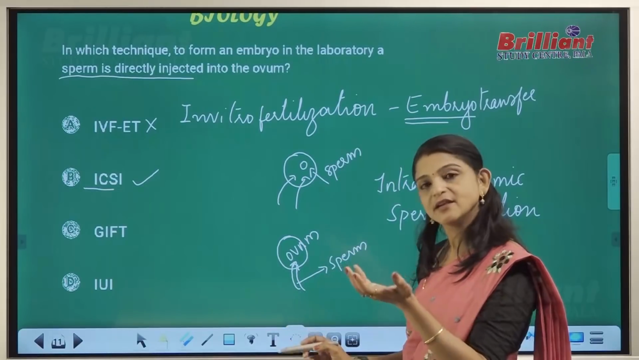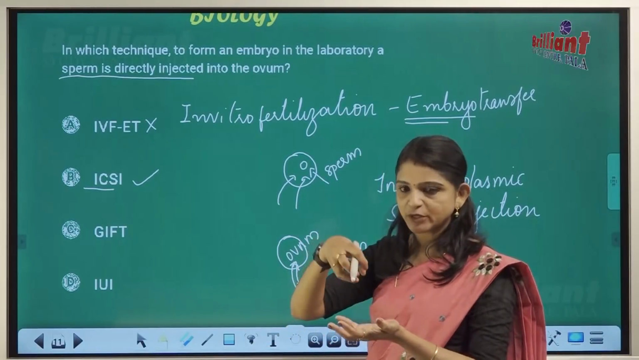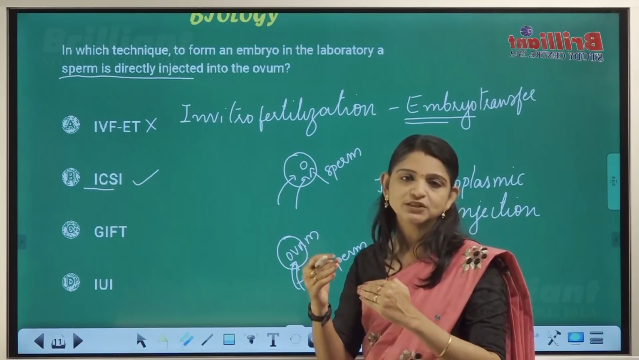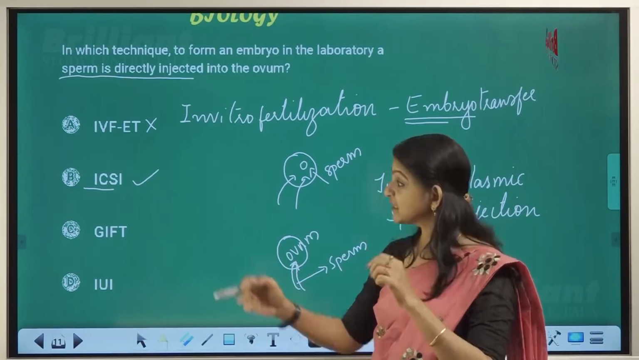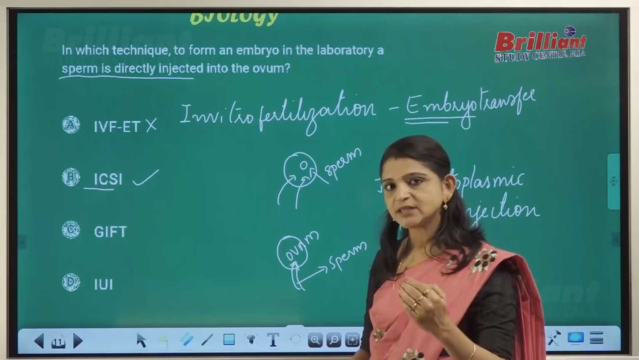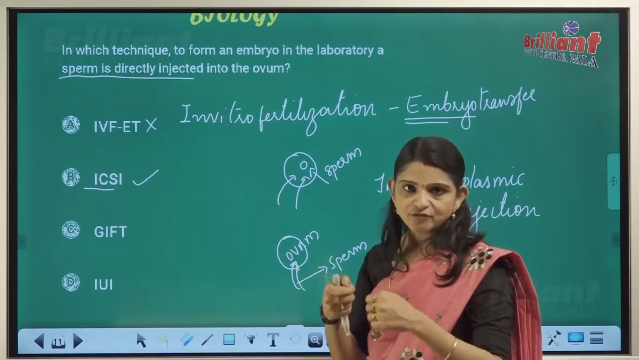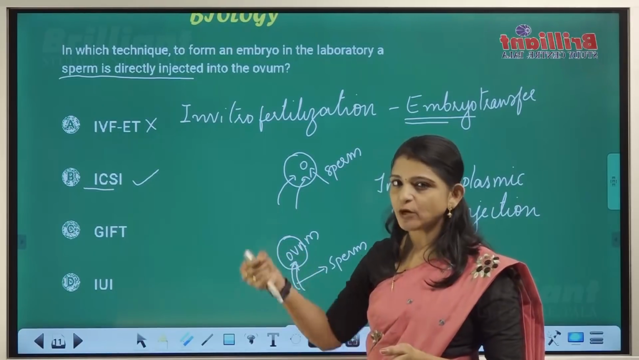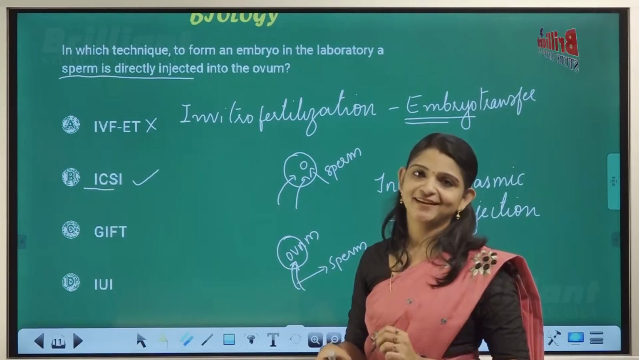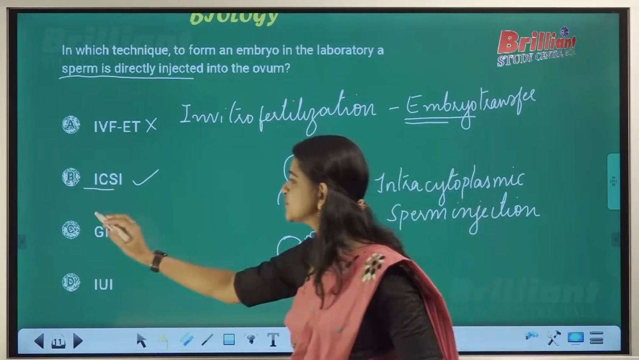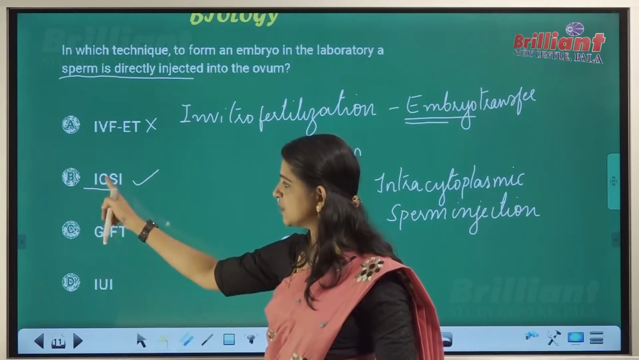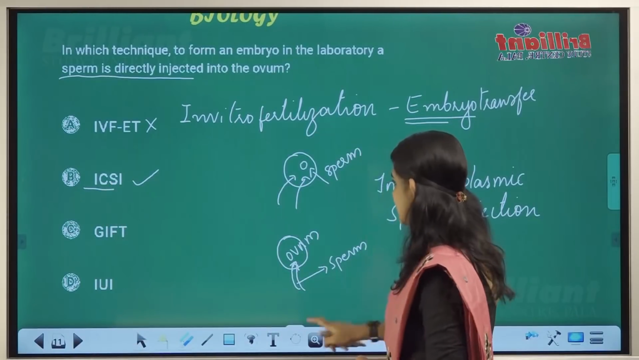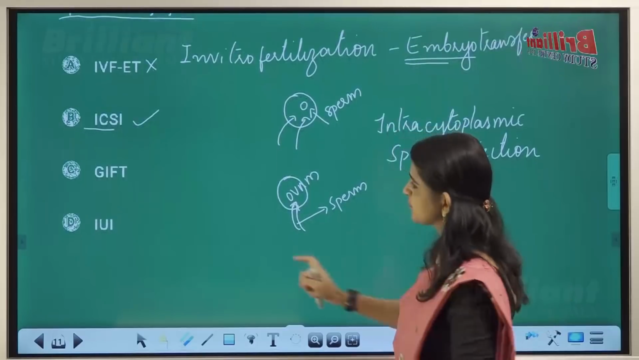Think like this: in a normal IVF we introduce sperm into a petri dish and allow the sperm to move, approach the ovum and fertilize. But in the second, we are not allowing the sperm to move and fertilize the ovum. What we do is introduce the sperm into the ovum using a needle, right? So the answer is ICSI, intracytoplasmic sperm injection.